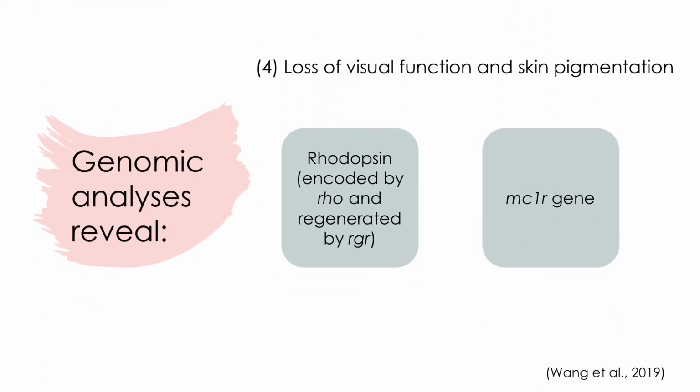The environment 7,000 meters under the sea is also completely devoid of any light. Genomic analyses also reveal that it has lost several important photoreceptor genes. First, they found that rhodopsin, which is encoded by RHO and regenerated by RGR, these are both genes, is an extremely light-sensitive receptor protein found in rod cells that is responsible for low light vision. The Mariana snailfish has also lost its skin pigmentation and become transparent because the most well-known pigmentation gene, called MC1R, has been completely lost in this species.